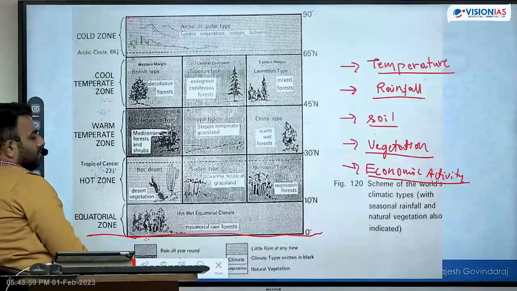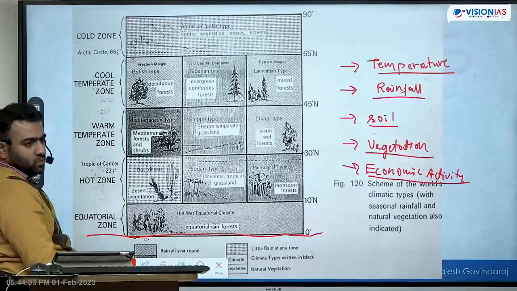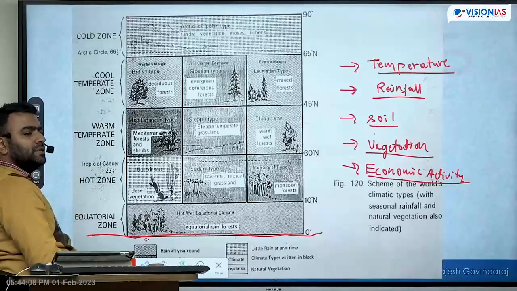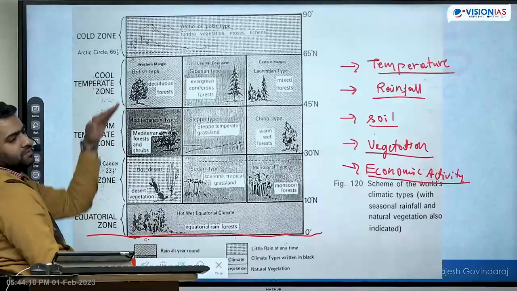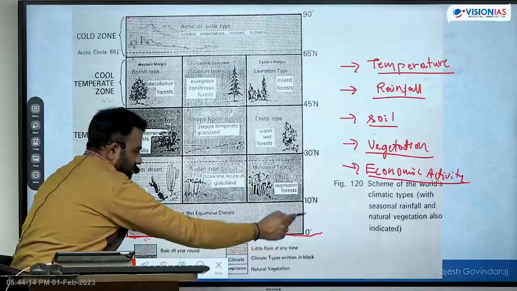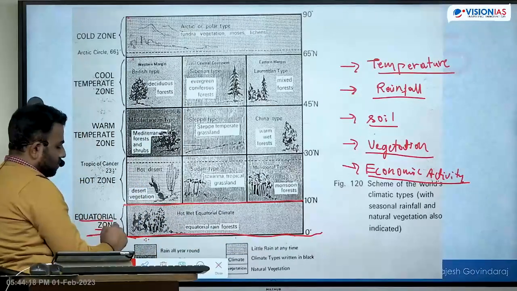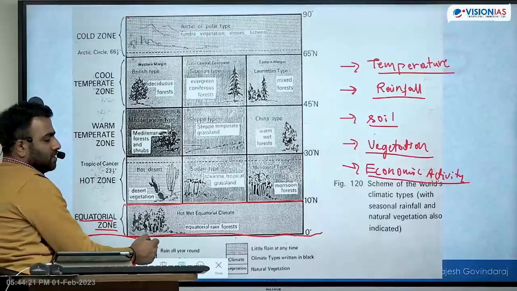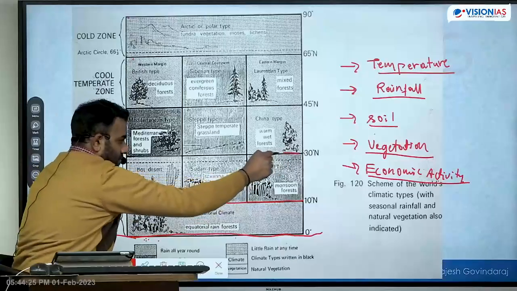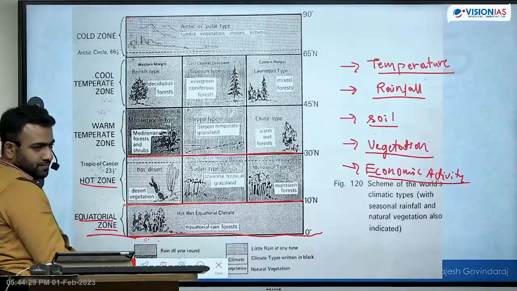So based on the temperature, this entire region, all the places from equator towards the pole, is divided into a total of 5 zones. From 0 to 10 degree, it is called the equatorial zone. 10 to 30 degree, it is called the hot zone.